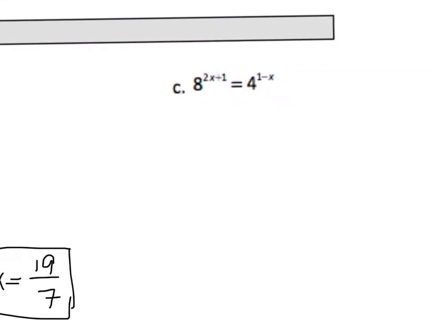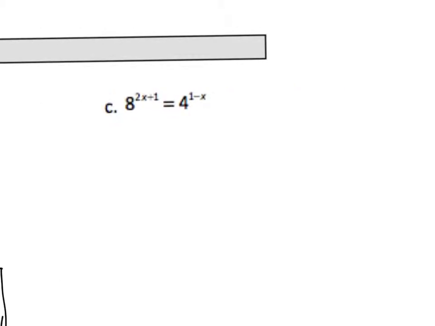Alright, last but not least here, we got 8 and 4. So 8 I can't write in terms of 4. I mean, 4 times 2 is 8, but I can't write it with an exponent. 4 I can't get to be 8, so what I'm going to do is break both of them down until I find a common factor.